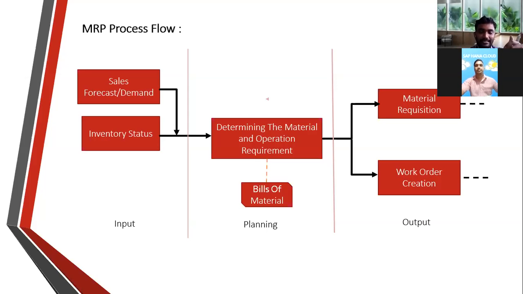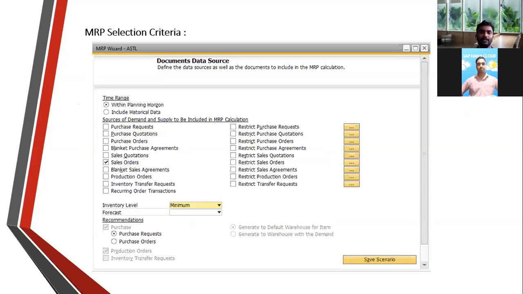On the basis of that result, we are able to decide what material requisition we have to load into the system and what work order creation we require. So the input is sales and forecast data and inventory status. Planning is done with the help of the bill of material, and the output is the material requisition count and work order creation count. Okay, so that automates the system. ECB has given one functionality, MRP.